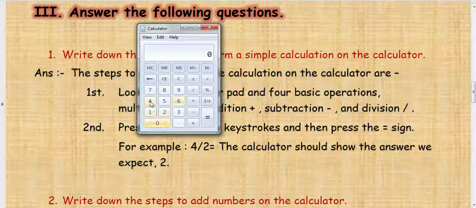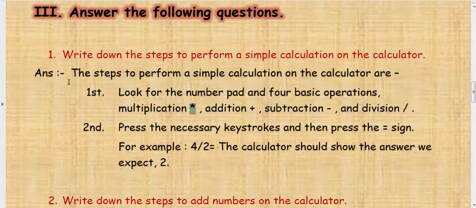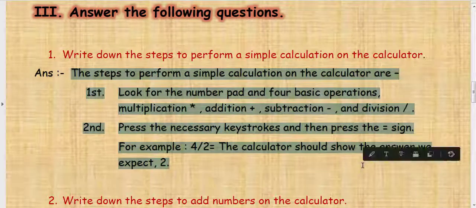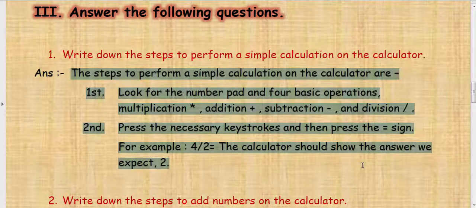For example, 4 by 2. Then we will press the equal to sign here, this one. See, you can see the result here, 2. 4 by 2 is equal to 2. So, these are the two steps to perform a simple calculation on calculator.